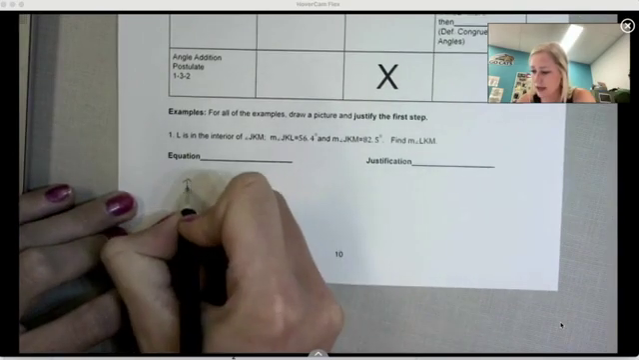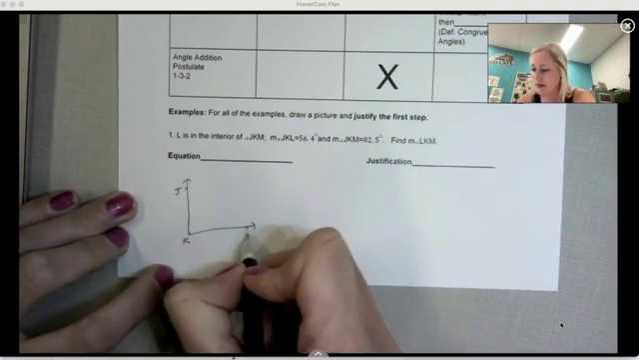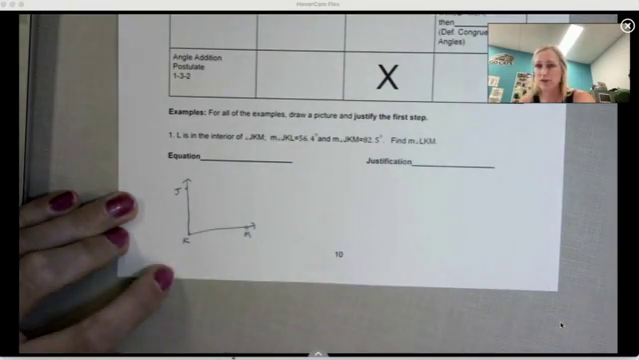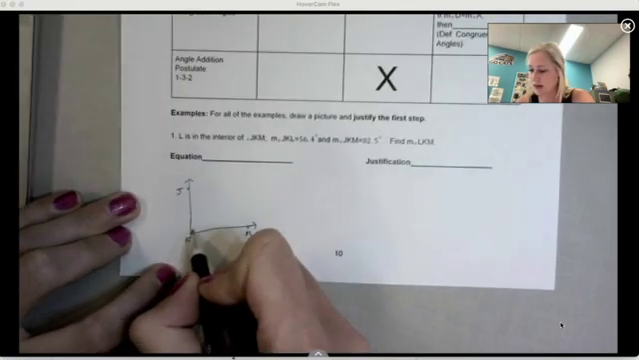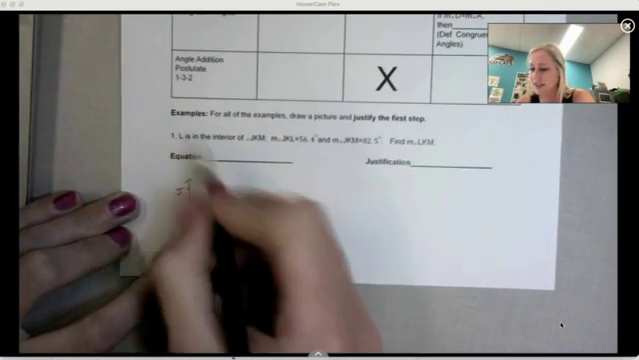So JK has to be the vertex because it's the middle letter. And then L is somewhere in between. I like to not put it right in the middle just so I don't make myself think that those 2 angles are congruent. So I'm just going to put it kind of closer to one of the rays of the angle. And I'm going to put L.